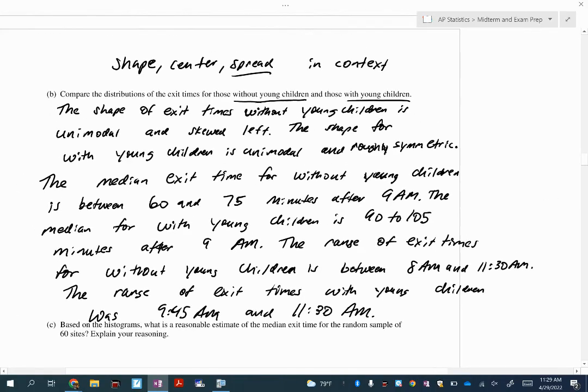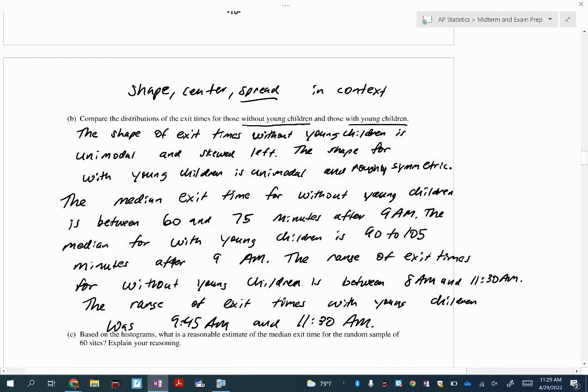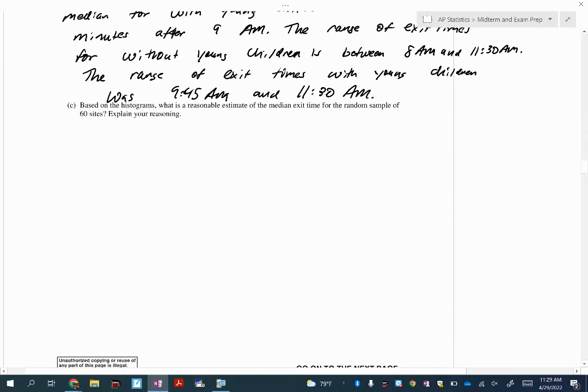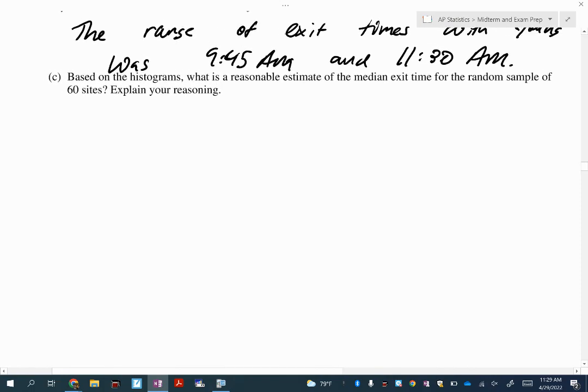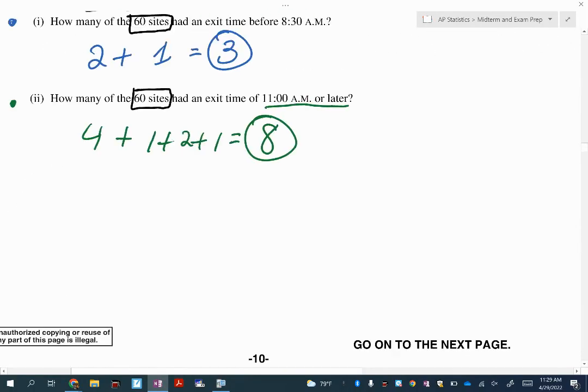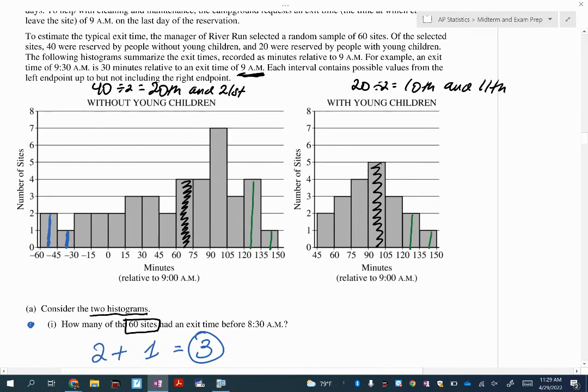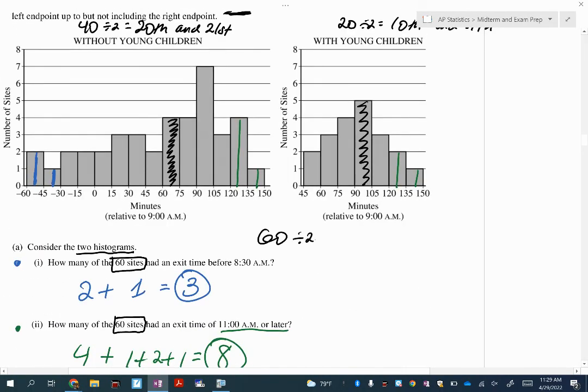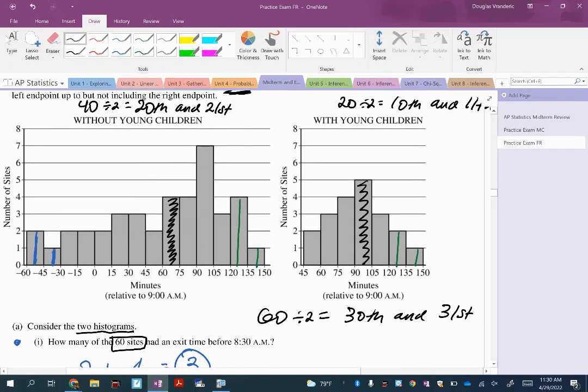So the key thing for this, I know it's a ton of writing, guys, is shape, center, spread in context for both of these histograms. Now, the last question here says, if you look at both histograms, what is a reasonable estimate for the median exit time for the random sample of 60 sites? So if they're all together, right, I need to find, if I go back up here to the histograms, and I'm treating this as they're all together, that would be 60 divided by 2, which is the 30th and the 31st data values. And so again, it's not too bad to start. I'll use a different color, I'll use red for combine.